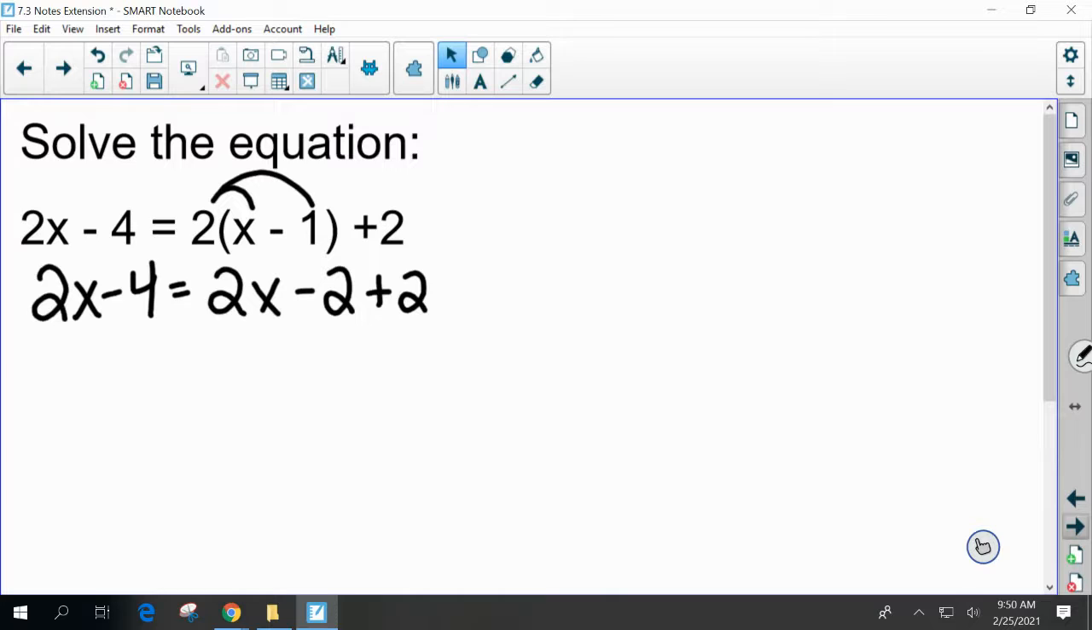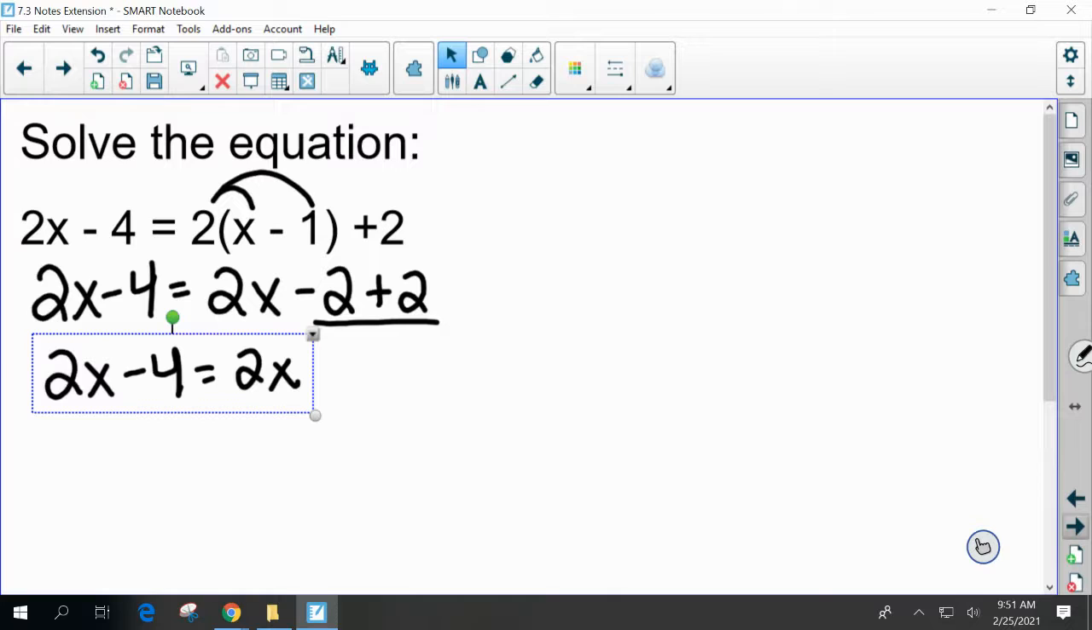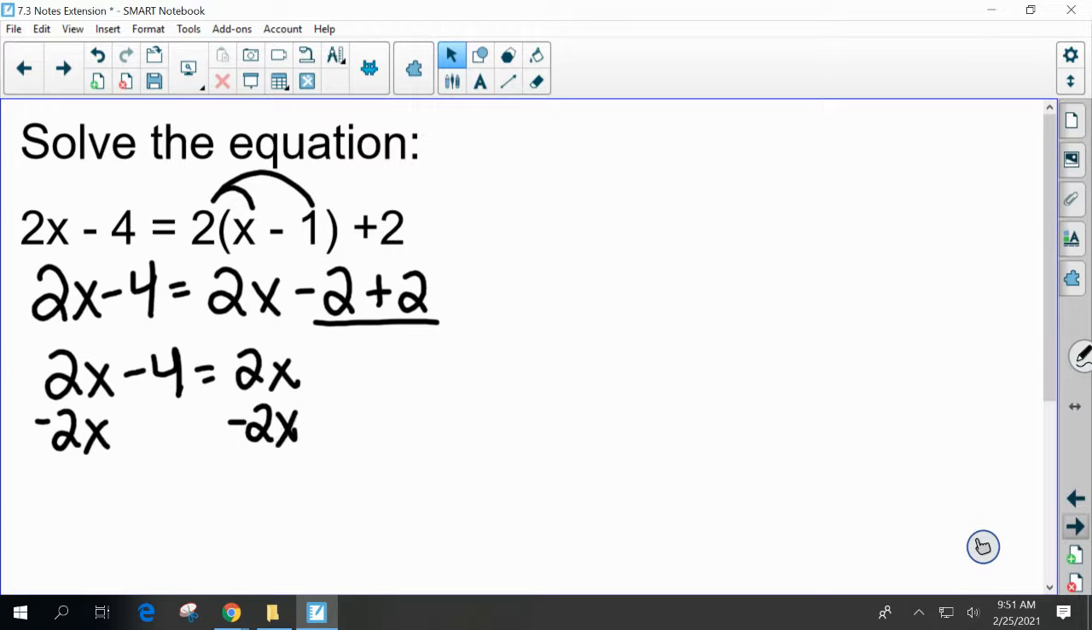Okay, so my next step would be to combine like terms. So I need to combine minus 2 plus 2. So now I have 2x minus 4 equals 2x. My whole goal is to get x's on one side, numbers on the other. So at this point, I would subtract 2x. So negative 4 equals, and then what is 2x minus 2x? 0. No x, just 0.